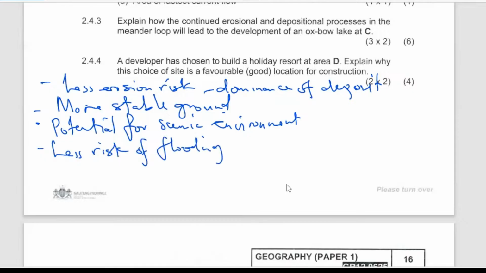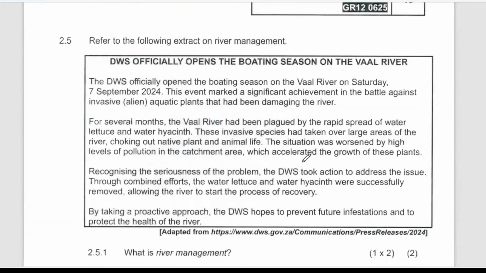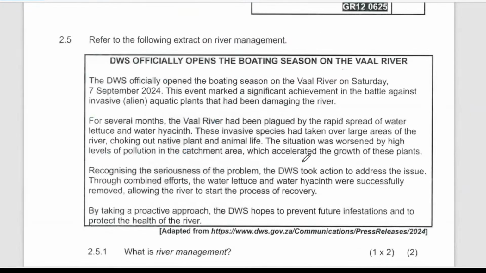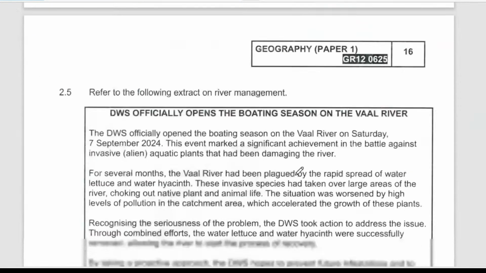Remember, water on the outer band flows gradually, which means there's less risk. And also, the slope of the area is gentle, implying that it can accommodate large volumes of water on that side. But the undercut slope, there's high risk of flooding on that area. So there's also less risk of flooding on this side here. So that justifies why it is an area with potential, or which is favorable for the development of a holiday resort over that area there.